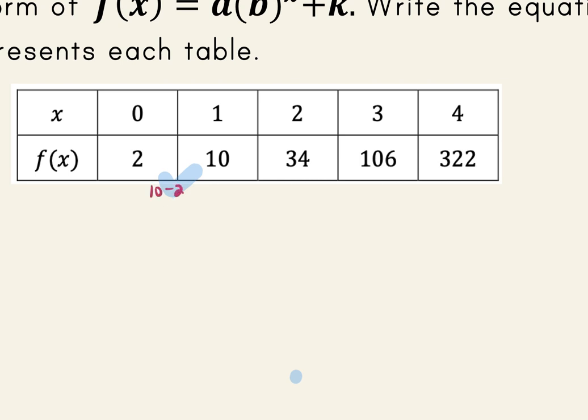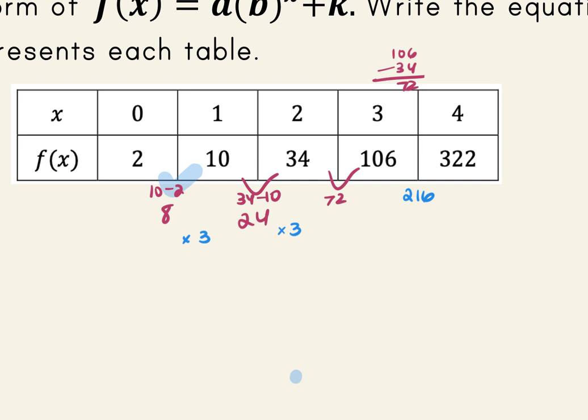10 minus 2 is 8. 34 minus 10 is 24. 106 minus 34 is 72. What's happening here? Times 3. So it is 216.